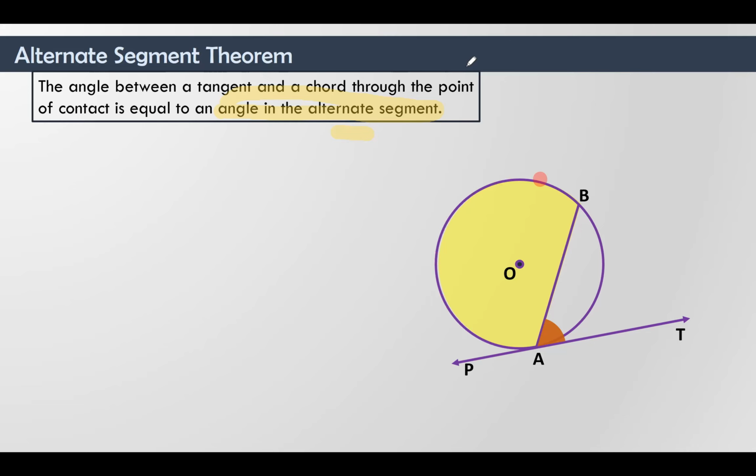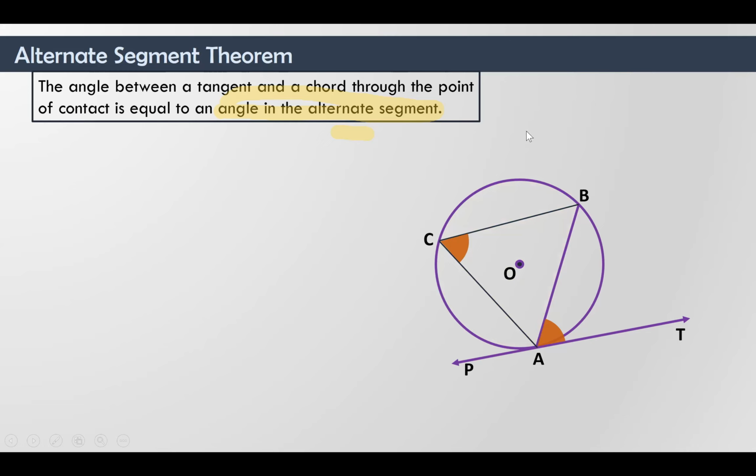So if we draw one of such angle, it will look like this, angle BCA. So according to alternate segment theorem, angle BAT is equal to angle BCA.